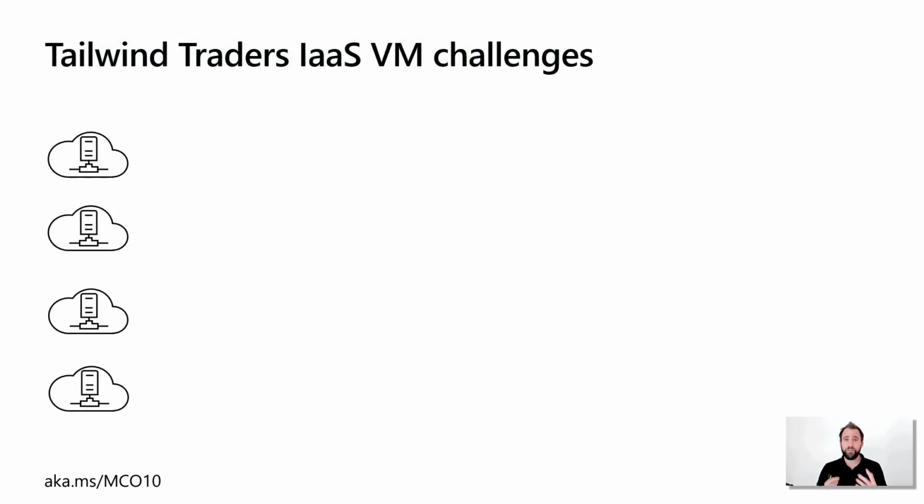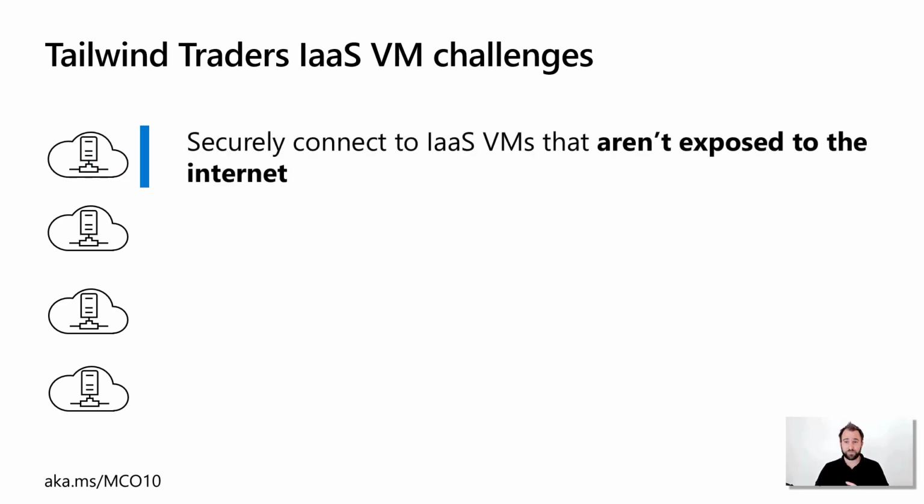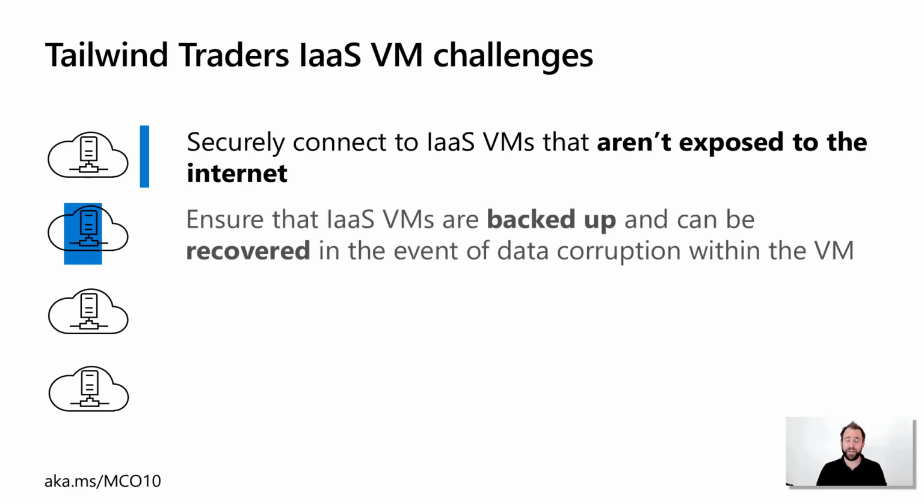Now, if we're looking at the challenges Tailwind Traders has when it comes to IaaS VM management, there are a couple of them I want to show you, and we're going to talk about them in this session. First of all, Tailwind Traders wants to make sure that the virtual machines they're using in their production systems are not really exposed to the internet and are configured in a secure manner. They also want to make sure that their virtual machines, where they run different applications, but also SQL Server, for example, are backed up and they can actually recover them.